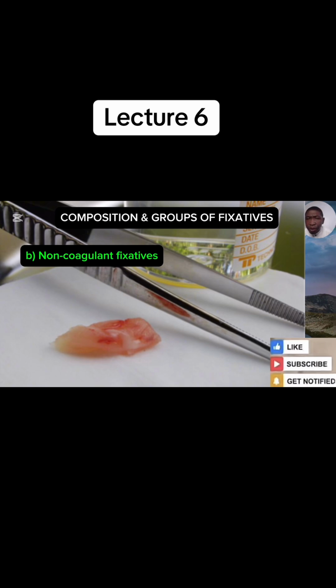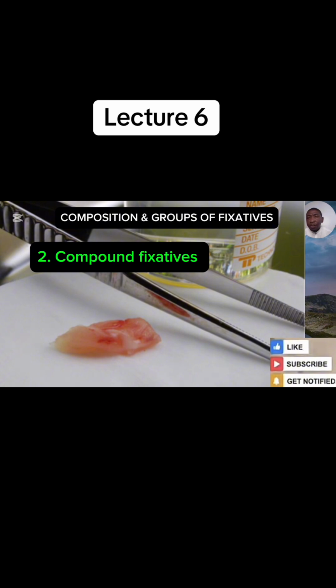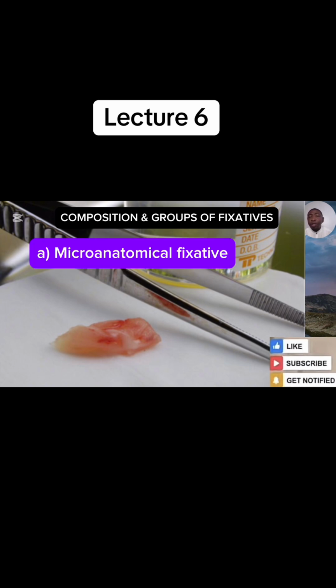The second classification is compound fixatives. Compound fixatives are mixtures of two or more chemical agents. For example, formalin, or the 10% neutral buffered formalin, and Bouin's solution. Compound fixatives can further be categorized into microanatomical fixatives and cytological fixatives.